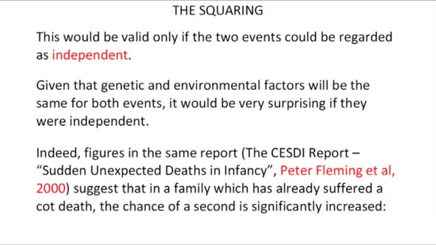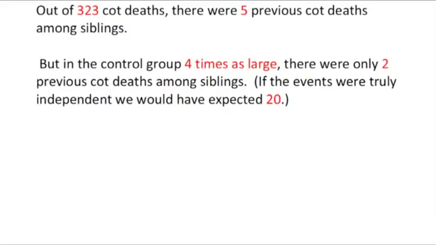Indeed, figures in the same report from which those earlier figures were taken show, or certainly suggest, that in a family which has already suffered a cot death, the chance of a second is significantly increased. Because out of 323 cot deaths studied in that report, it was found that there were 5 previous cot deaths among siblings, but in the control group, 4 times as large, there were only 2 previous cot deaths among siblings. If the events were truly independent, we would have expected 20. So already there's evidence that once you've already had a cot death in a family, the chances of a second are roughly 10 times what they would have been if there hadn't been one already.